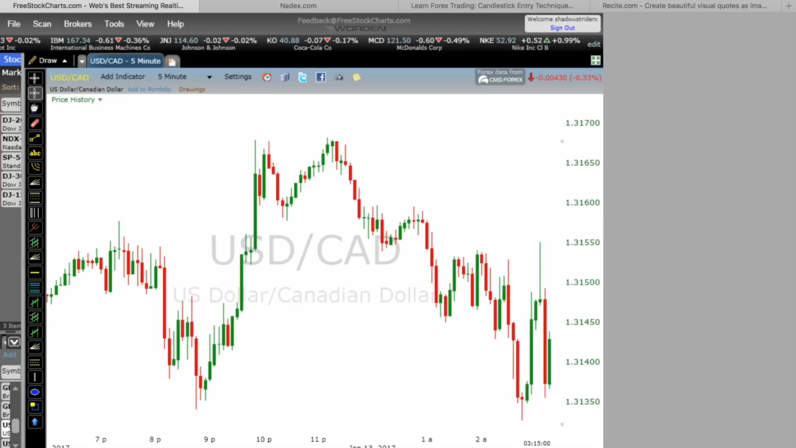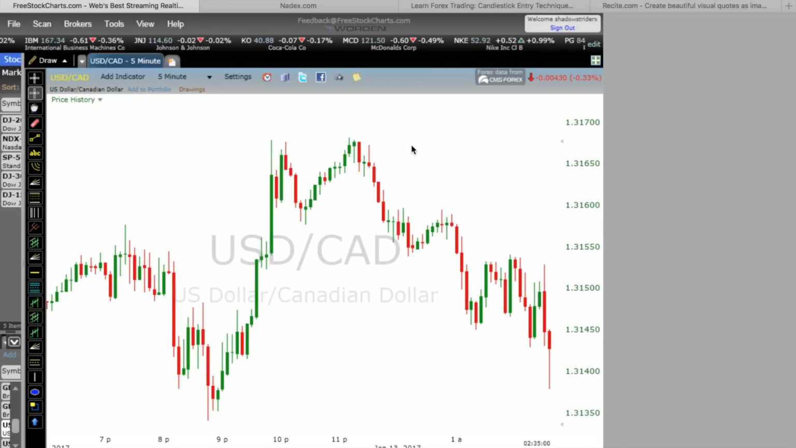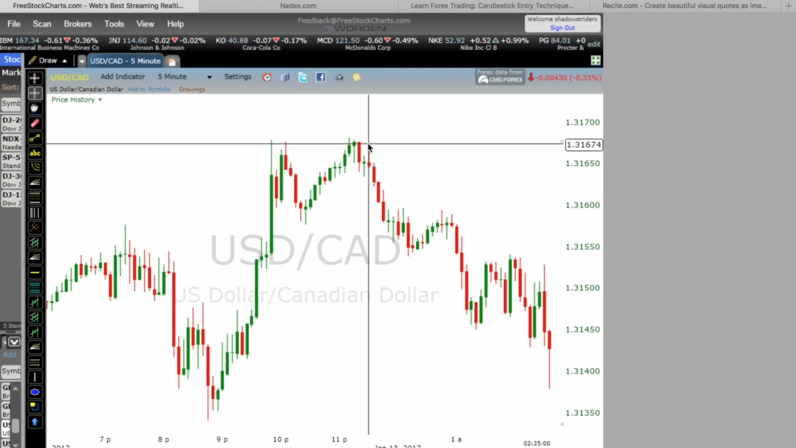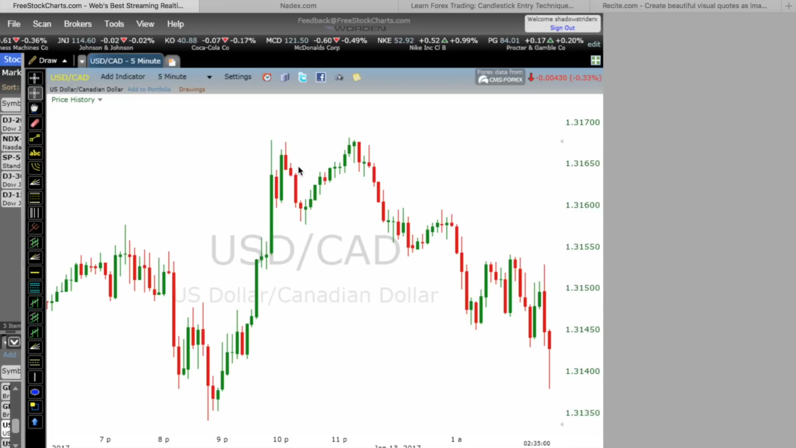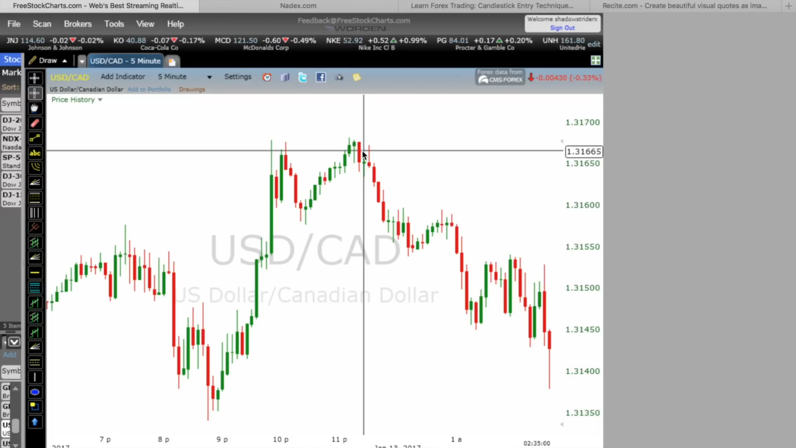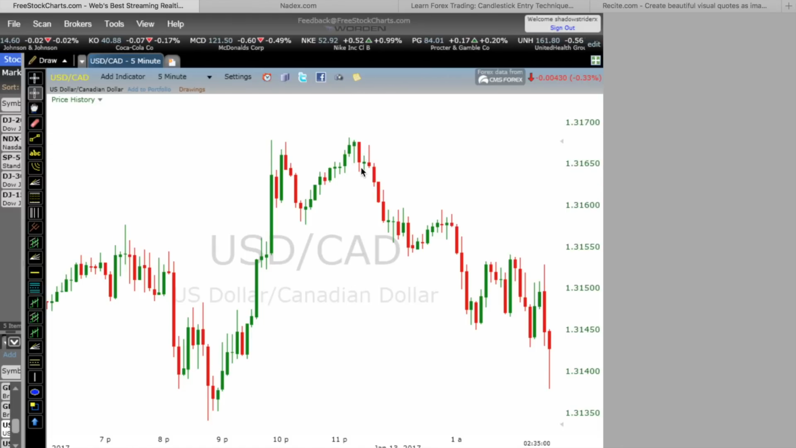For whatever reason, the resistance line isn't showing up, but this was a daily high, so this is a major resistance line. So this was a very, very good trade, and this is just a hammer plus that bearish confirmation, that pattern inside the pattern that I like to teach.